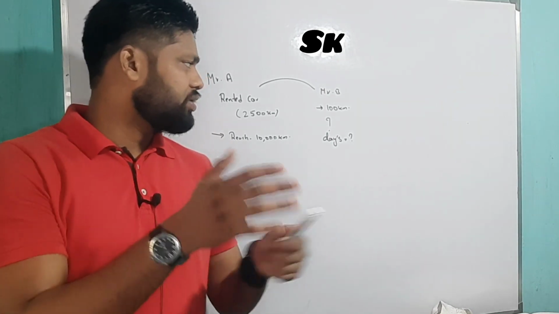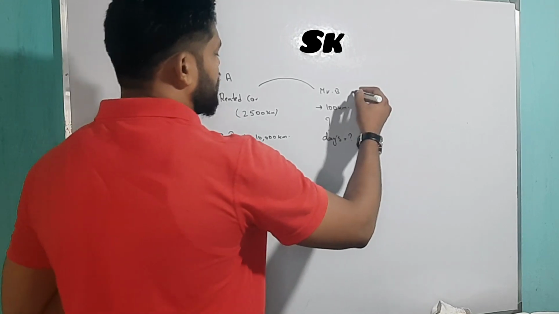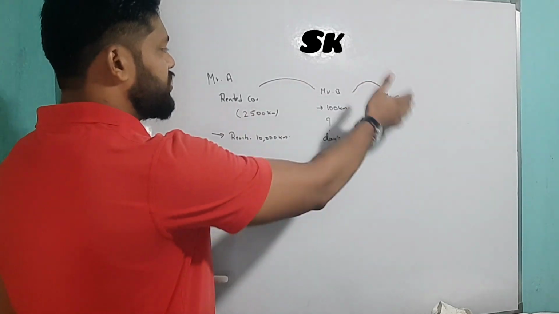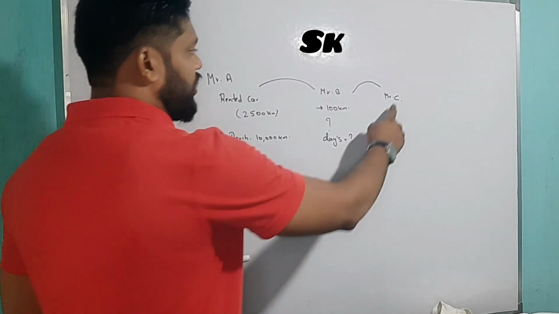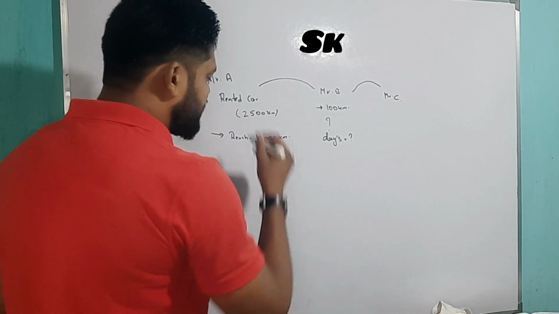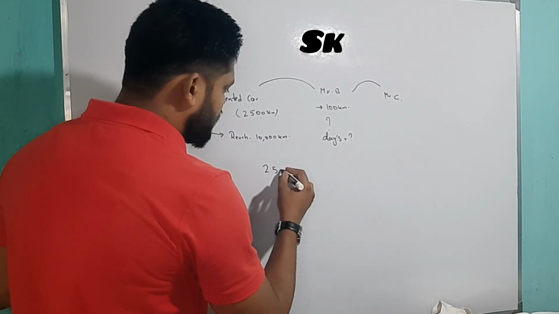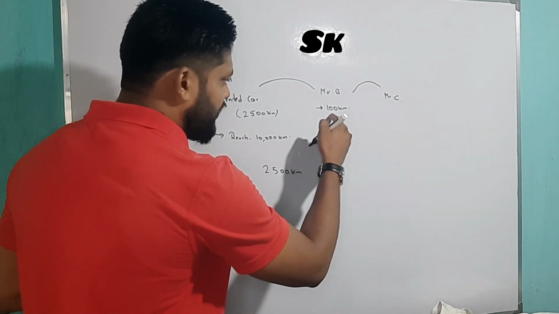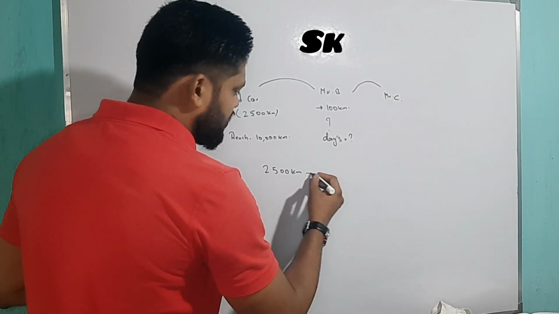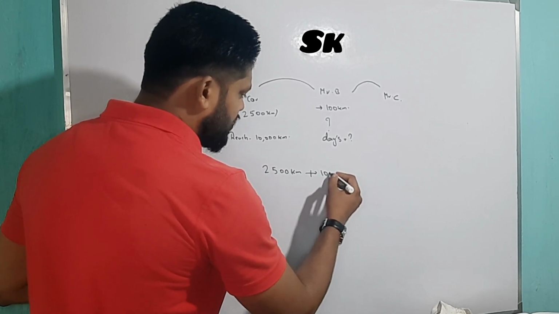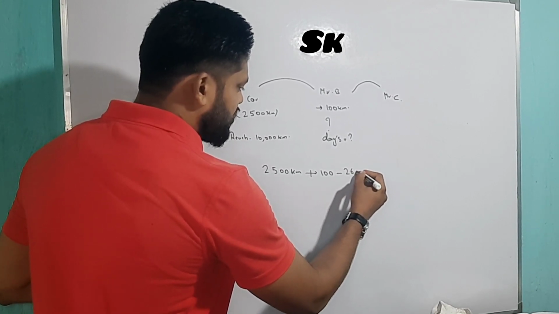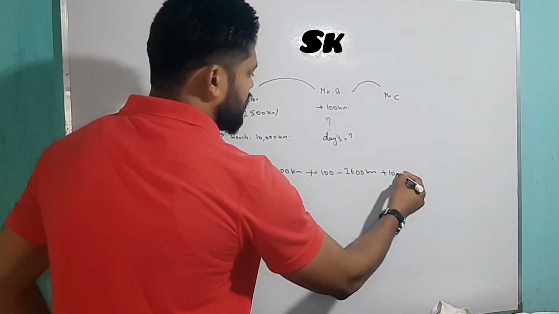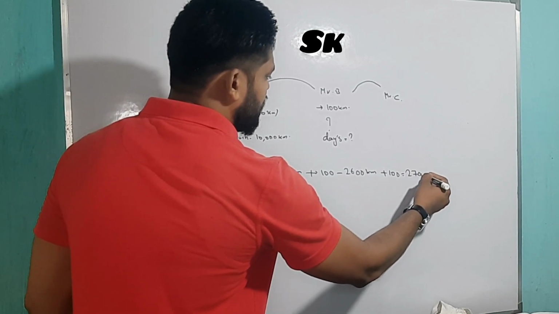So he went to a person who is very good with maths, that is Mr. C. When he went to Mr. C, he explained everything. Mr. C says that when the car was given, your reading was 2500 kilometers. In one day, how much will you travel? 100 kilometers every day. So the next day it will be plus 100, so it will be 2600 kilometers, and the next day again plus 100, so it will be 2700 kilometers, and so on.